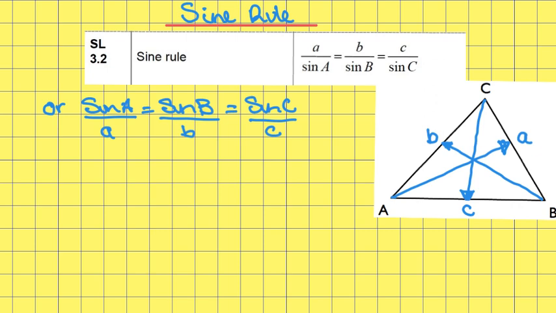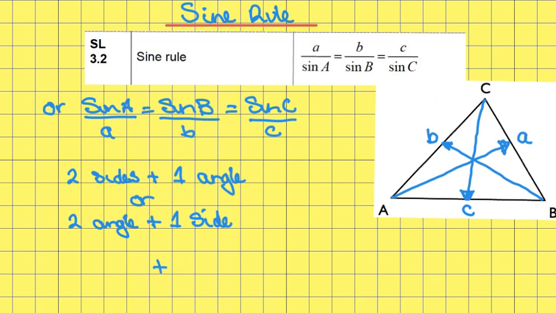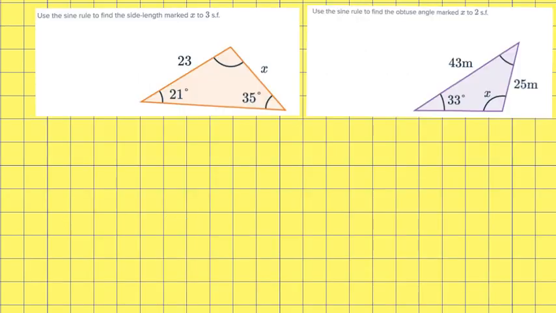Right, to use the sine rule, you need one or other of these scenarios. You need two sides plus one angle, or two angles plus one side. If you have either of these scenarios, you can use the sine rule to find a missing side or a missing angle. Let's go through some examples.